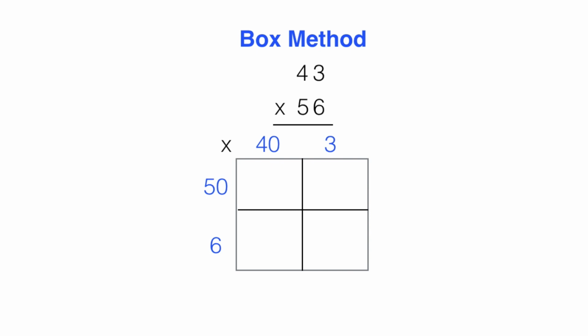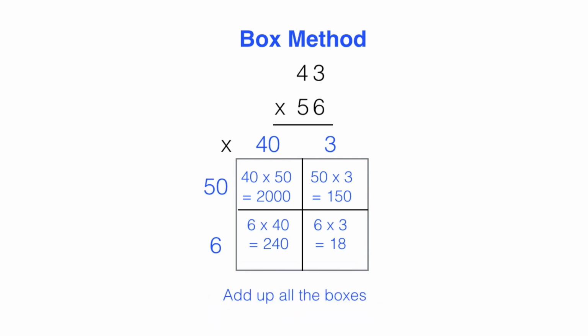The first box I'm going to do is 40 times 50 is 2,000. 50 times 3 equals 150. 6 times 40 equals 240. And 6 times 3 equals 18. I'm going to add up all 4 answers that I got in the box for the same answer as the previous two problems of 2,408.